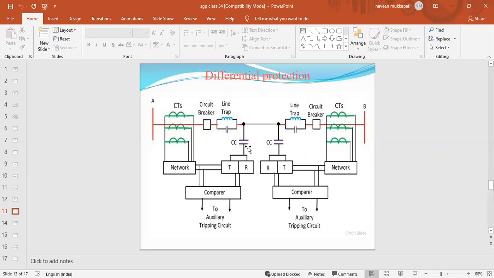This is the coupling capacitor. CC means the coupling capacitor. That coupling capacitor is connected to the transmitter receiver circuit, and another coupling capacitor is connected to the receiver transmitter circuit. In that phase angle differential protection, we are connecting two CTs at both ends of this protective scheme. At both ends of this type of protection, we are connecting the two CTs. This is CT1 and this is CT2.